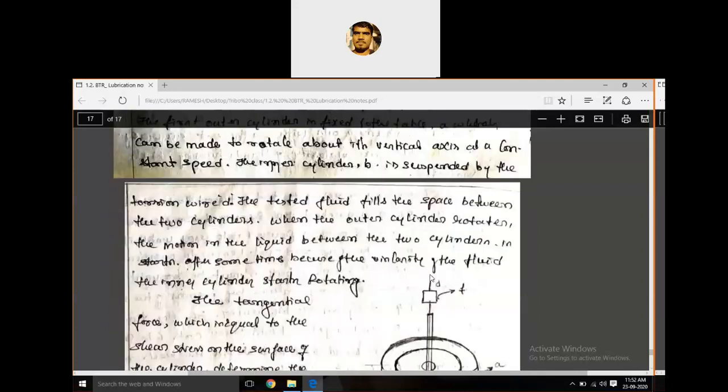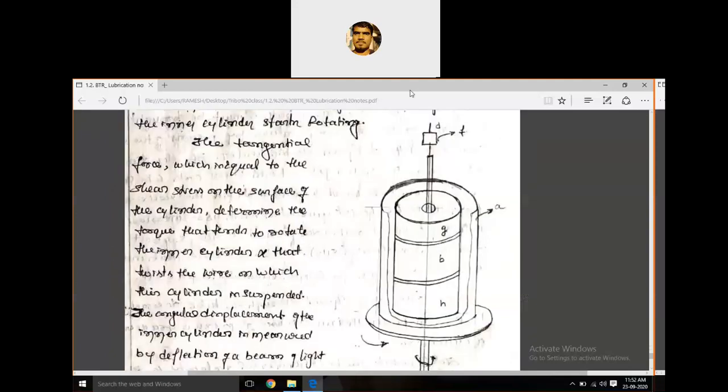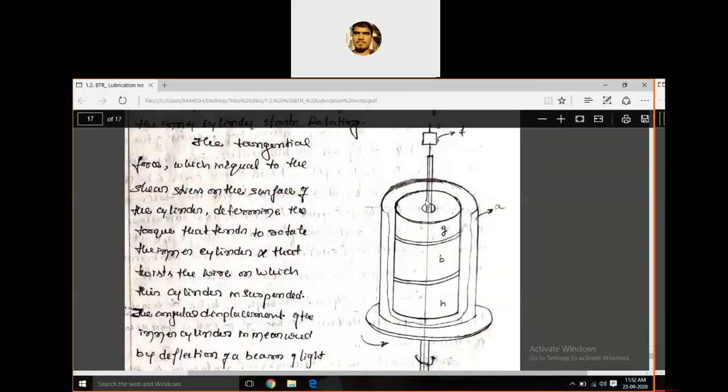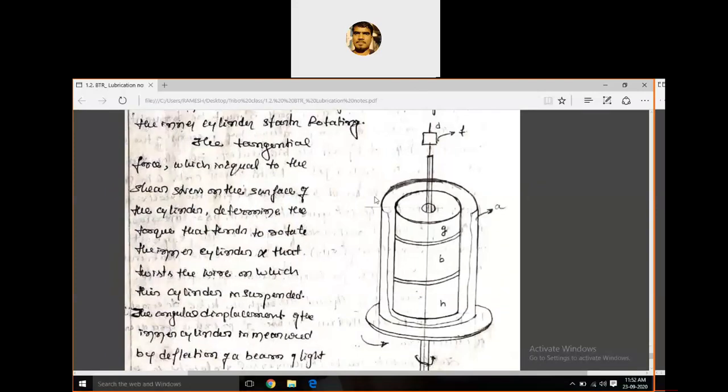Okay, so the next type of viscometer is called the Couette viscometer. I think you already studied this type of viscometer in your design lab. It essentially consists of two cylinders: A, which is attached to the table, and B, which is attached to the wire. And this B, in turn, is supported by two small cylinders, G and H.